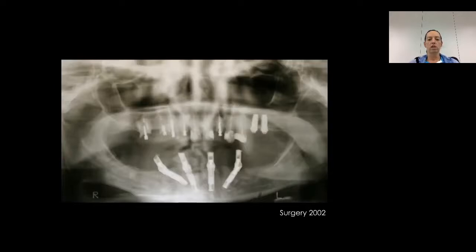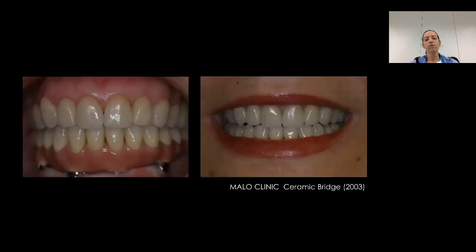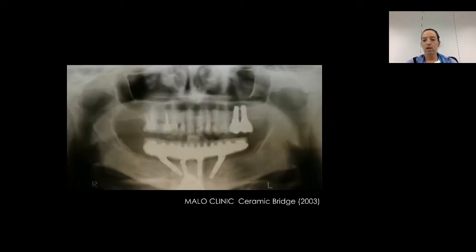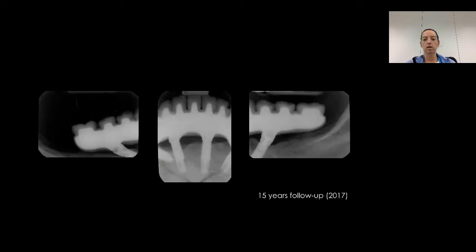This is one of the cases that was performed in 2002. We extracted all teeth. Here we can see that by this time we still used the MK implants. And here we can see the Maloclinic ceramic bridge in 2003. Here you can see the final OPG, and here, with 15 years of follow-up, the periapical X-rays.